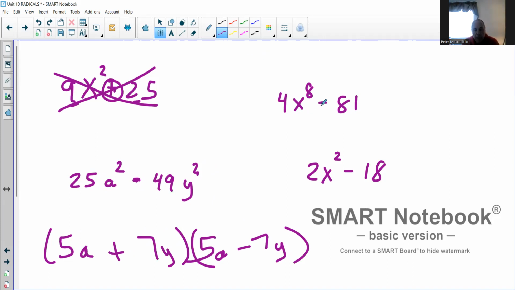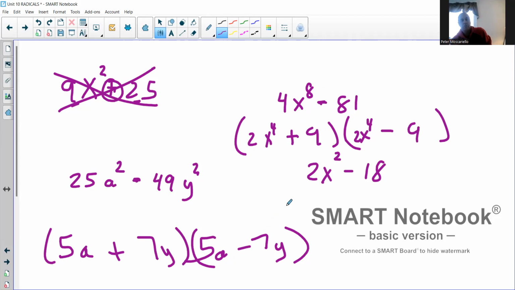How about this one? Got a minus. 4 is a perfect square, so it's 81, and the exponent's even. It's 8 this time, it's okay. 4 is 2 times 2. Now x to the 8th, that's going to be x to the 4th times x to the 4th, because when I multiply x to the 4th, I add exponents to get x to the 8th, and then 9, 9. All right, so we're looking good.